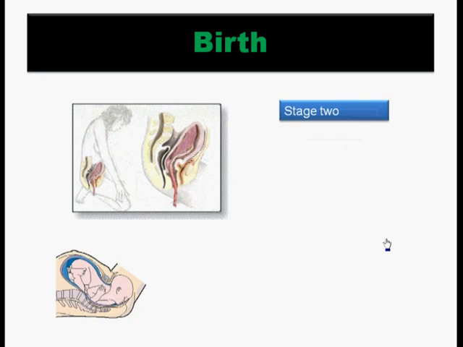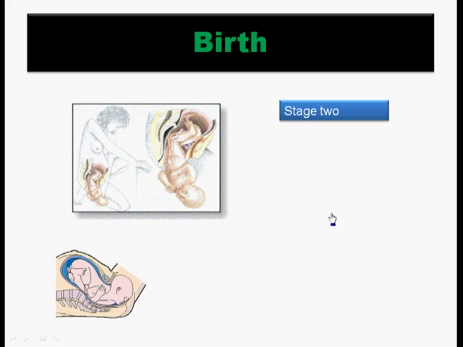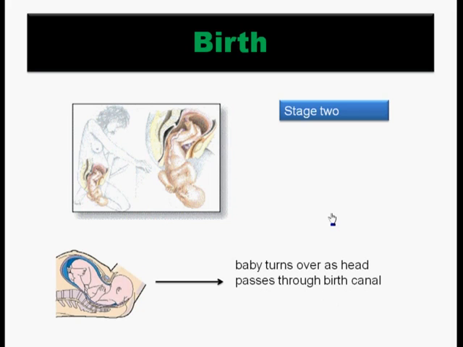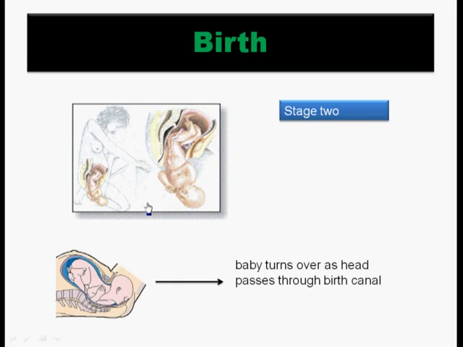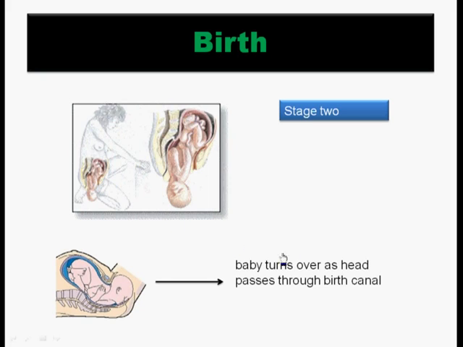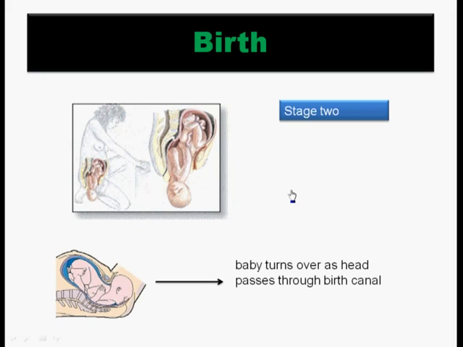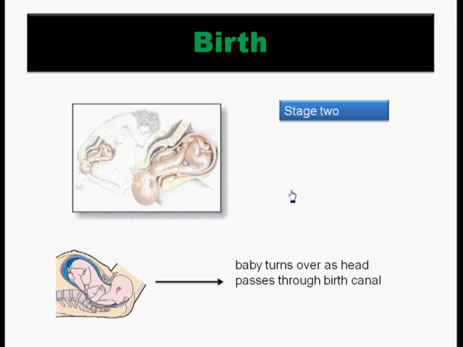Now in stage two, what happens in stage two? Baby turns over, as you can see. Look, the baby turns over as the head passes through the birth canal. So look at this animated picture again. Baby turns over and the head passes through the birth canal. So that is stage two.